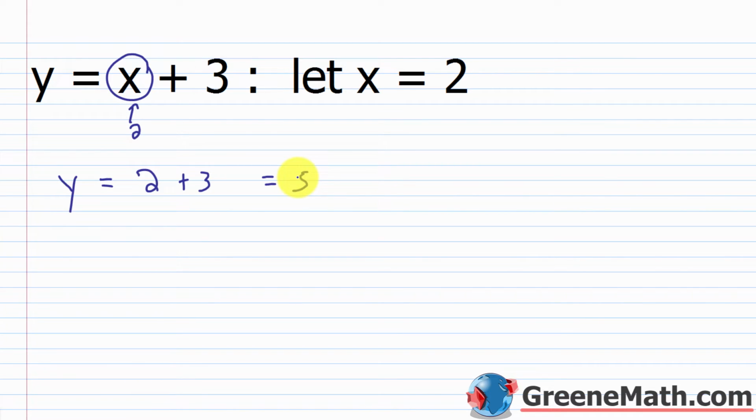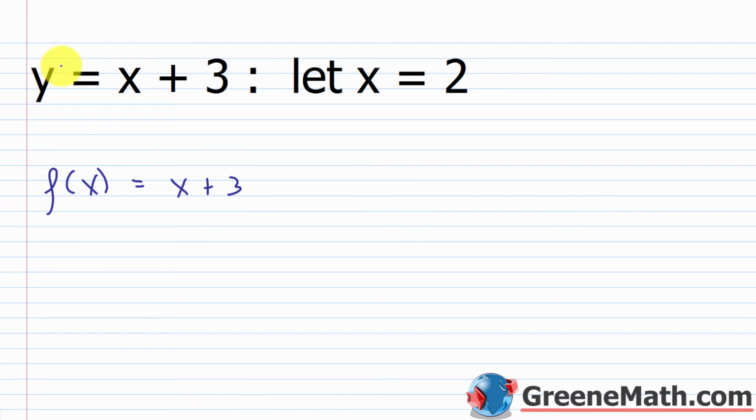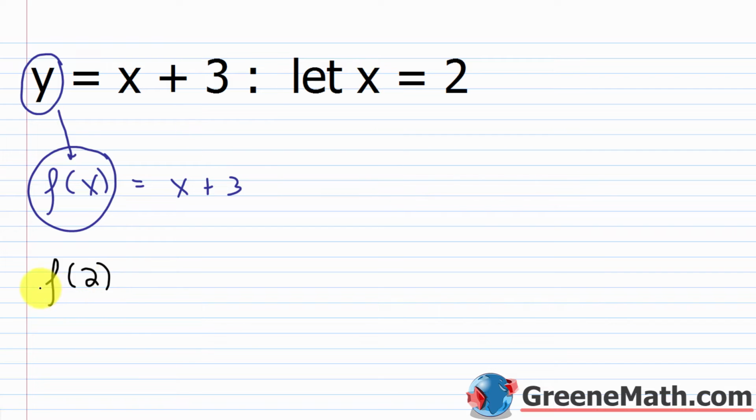Now, when I change this up, again, students go crazy and go, what do I do? The notation now will be f of x is equal to x plus 3. Again, I haven't done anything special. All I've done is I've taken y and I've replaced it with f of x. Okay, nothing special is going on. Now, the notation to say let x be equal to 2, we would say f of 2. Okay, so you have your f inside the parentheses. You have the value that you want x to take on.